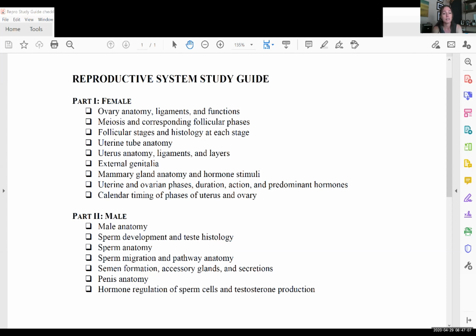So then, bottom of the male list, we've got hormonal regulation of sperm cells and testosterone production. This is just understanding the role of follicle stimulating hormone from the anterior pituitary and luteinizing hormone. Follicle stimulating hormone is going to stimulate the spermatogonia in the seminiferous tubules to form sperm. Luteinizing hormone from the anterior pituitary is going to target interstitial cells, also known as Leydig cells, to increase testosterone production.